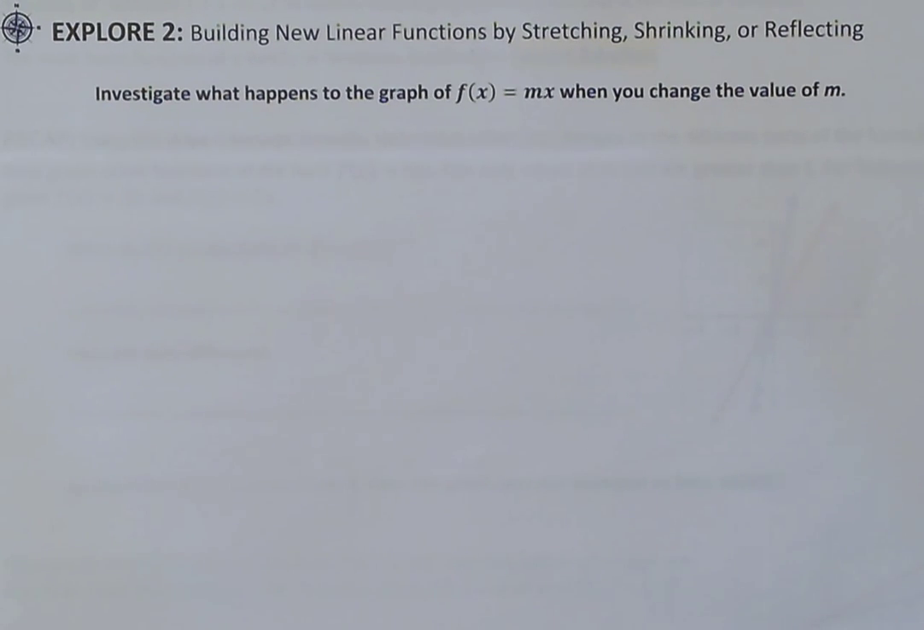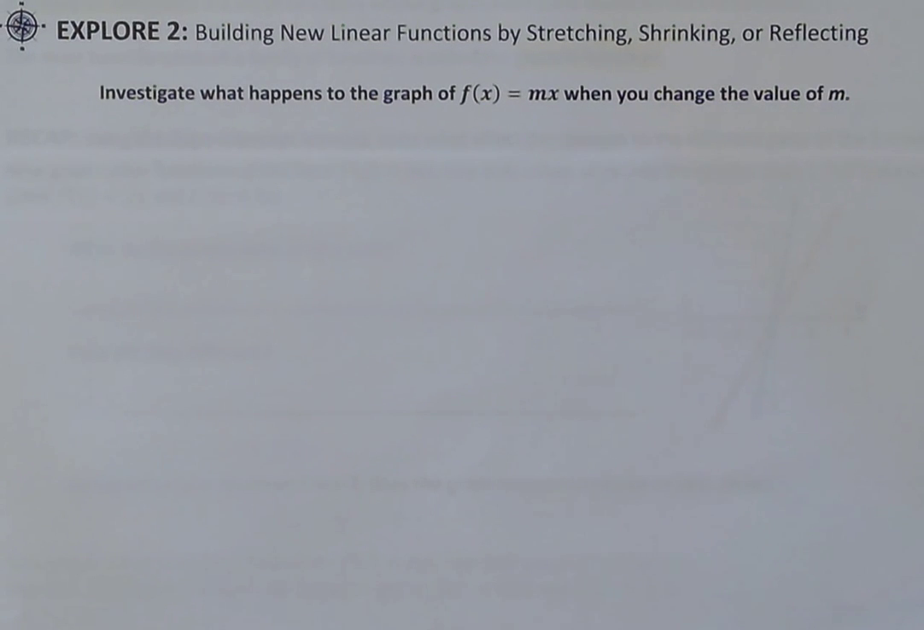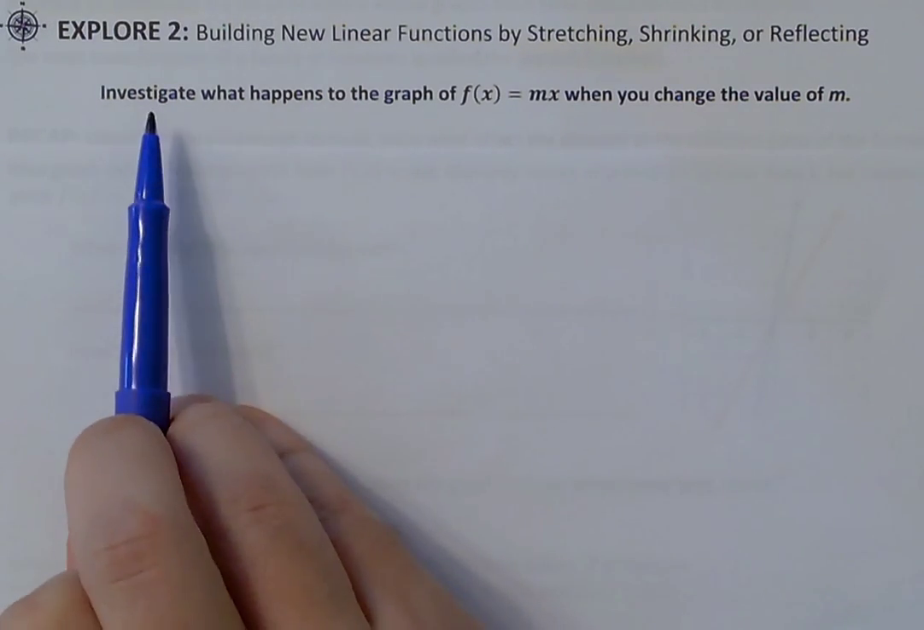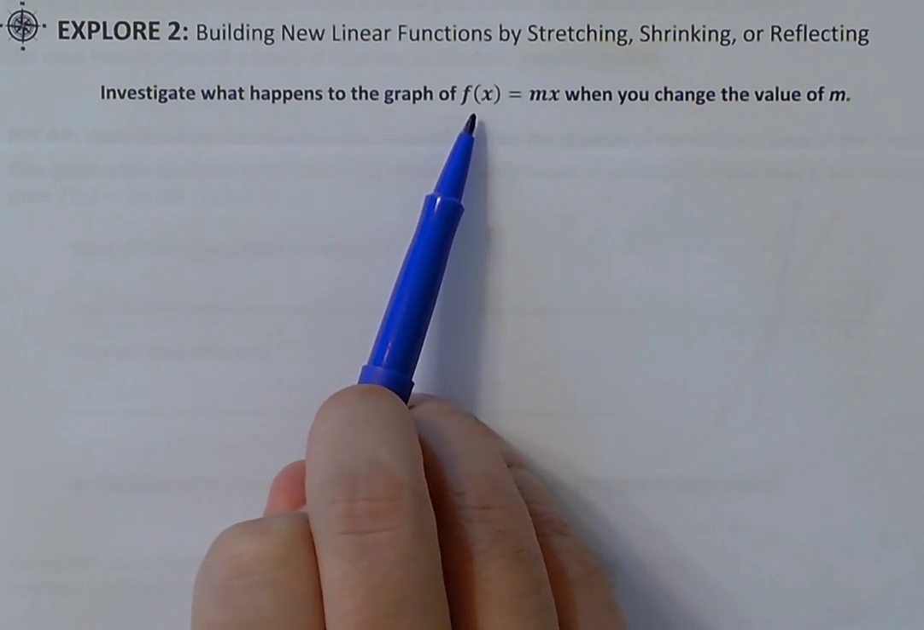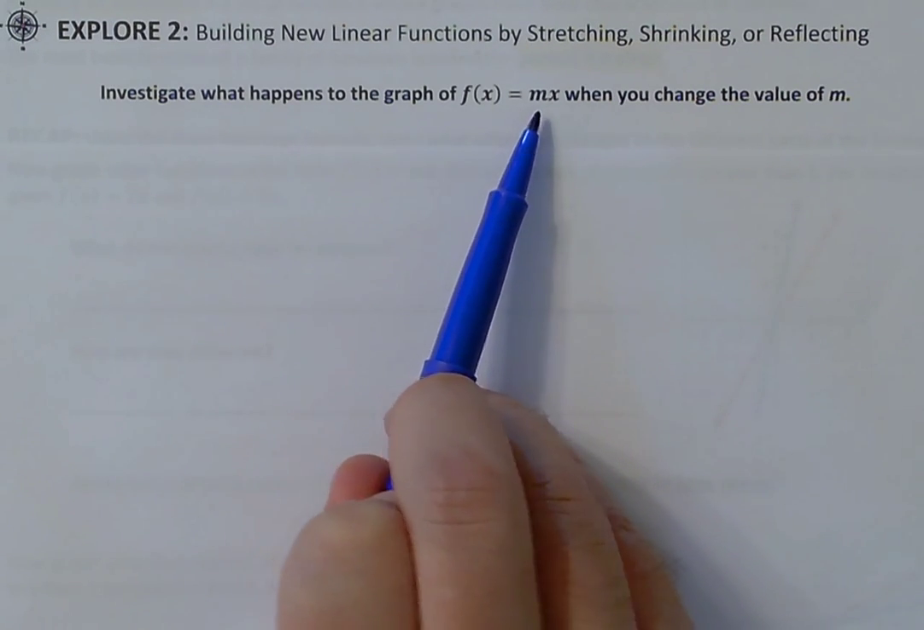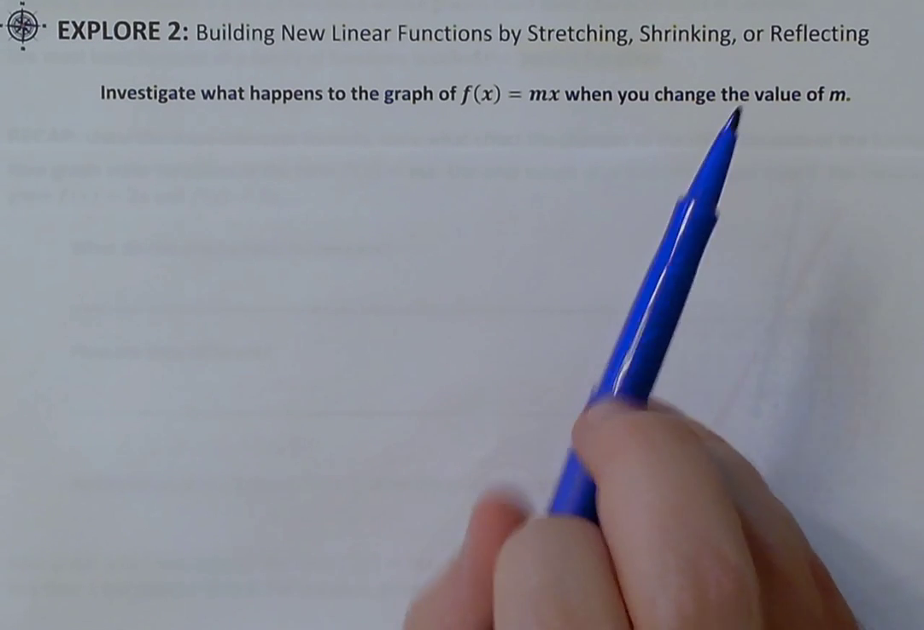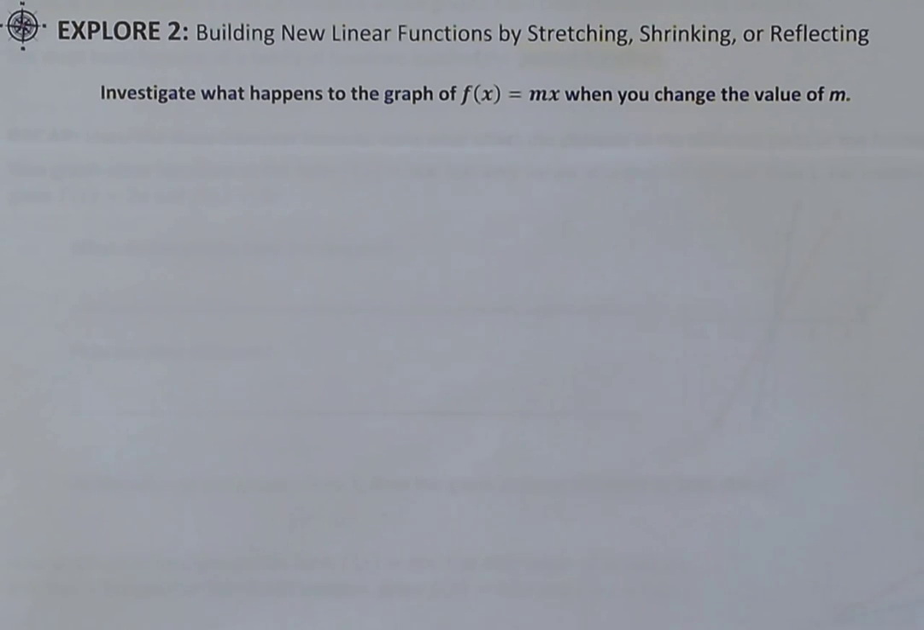So our second exploration is going to do just that, where we're going to take a look at how linear functions are stretched or shrunk, or how we can reflect them by changing that value of m. So our investigation for this part is going to ask us to investigate what happens to the graph of f of x equals mx when you change the value of m. First, we're going to take a look at increasing the value of m, then we're going to take a look at decreasing the value of m.